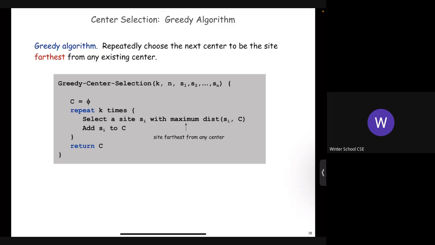So just decide where to put the first center, and then where will the next one go? Look at the site which is the farthest from here, and you go and put it there. And for the third, you look at the object which is the farthest from these, and you go and place it there. For example.